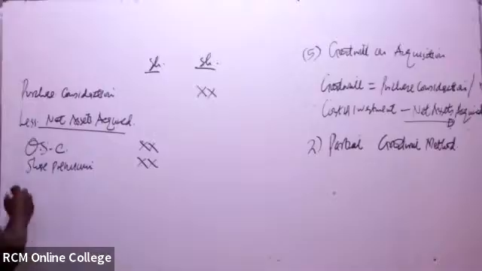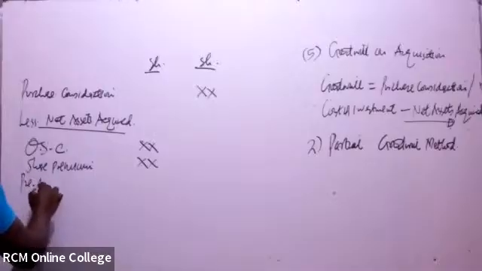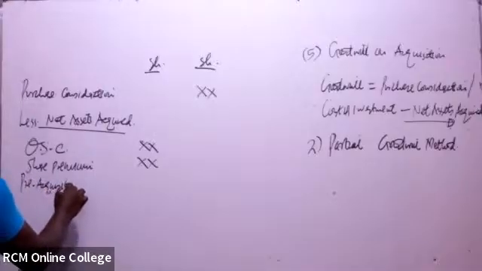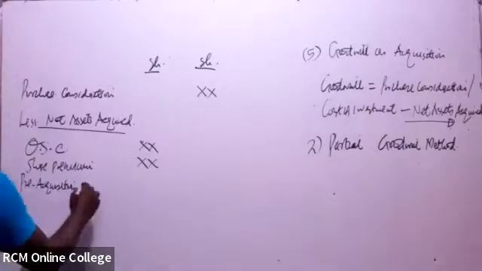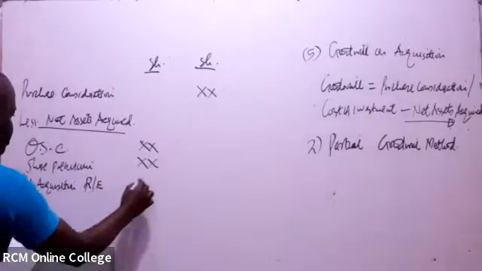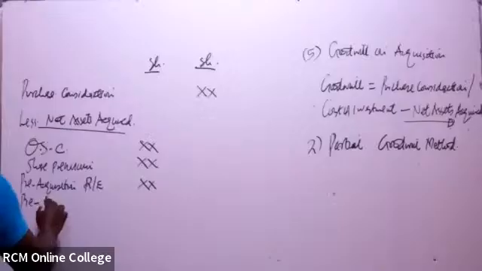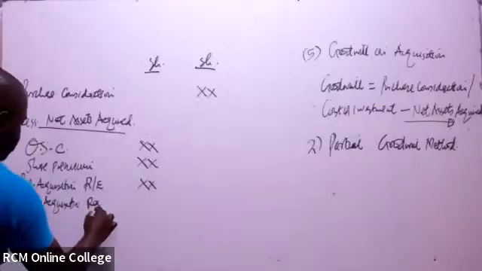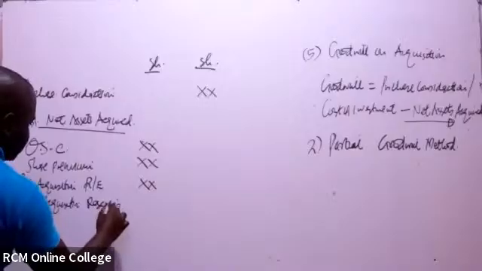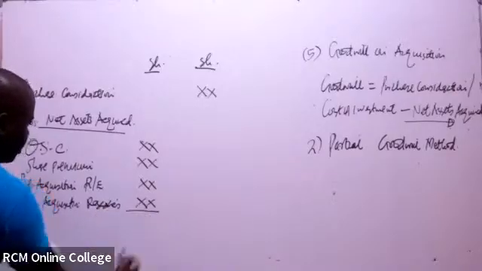Then in this case, the pre-acquisition retained earnings will also be considered. You need to put them there. Then also the pre-acquisition reserves, you also consider them. You'll be able to get a total.